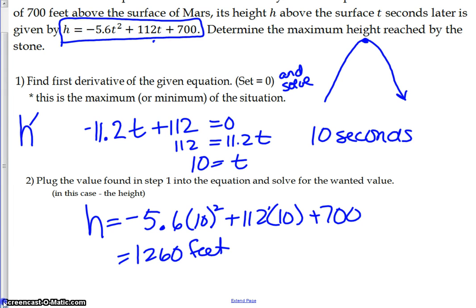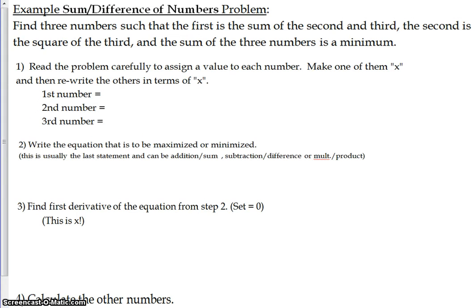Okay. Last problem. I want to make sure I get to this. So here we have 3 numbers, and let's go through this. The third number is one that really isn't talked about, so I'm going to make my third number x. Then the second number is the square of the third number. Then the first is the sum of the second and the third.